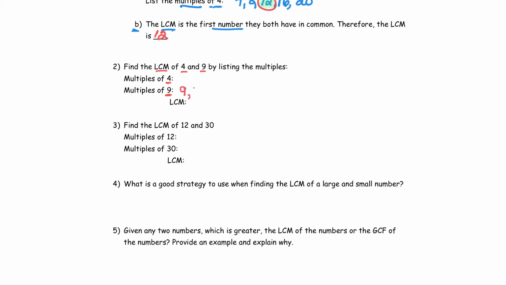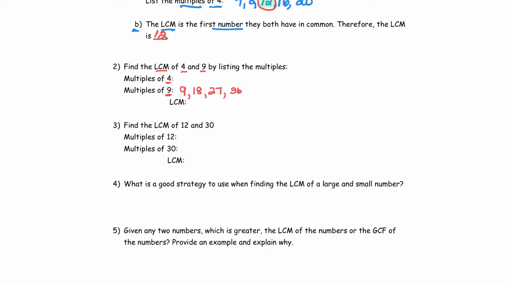Then I'm going to go, the next multiple is 18. Does 4 go into 18? Nope, it does not. The next multiple is going to be 27. Does 4 go into 27? Nope, it does not. Does 4 go into the next one? Well, what's the next multiple after 27? That would be 36. And lo and behold, I noticed that 4 can go into 36.